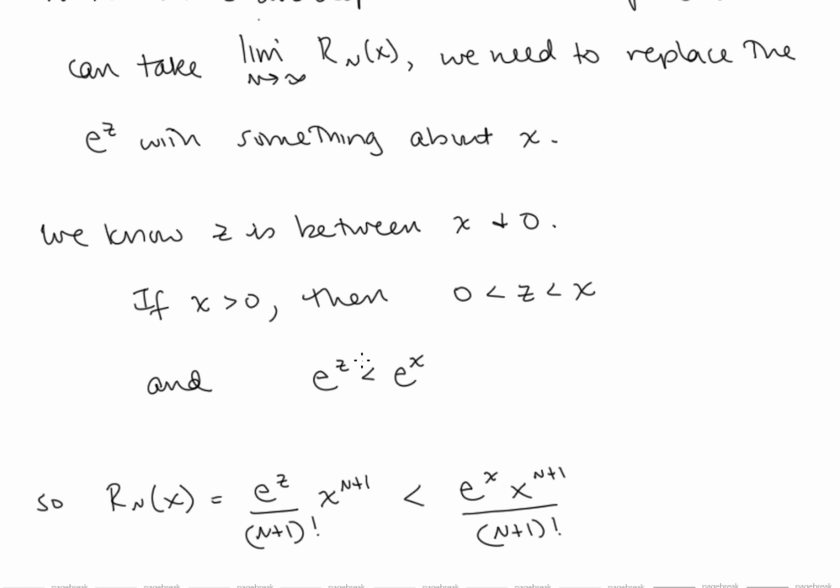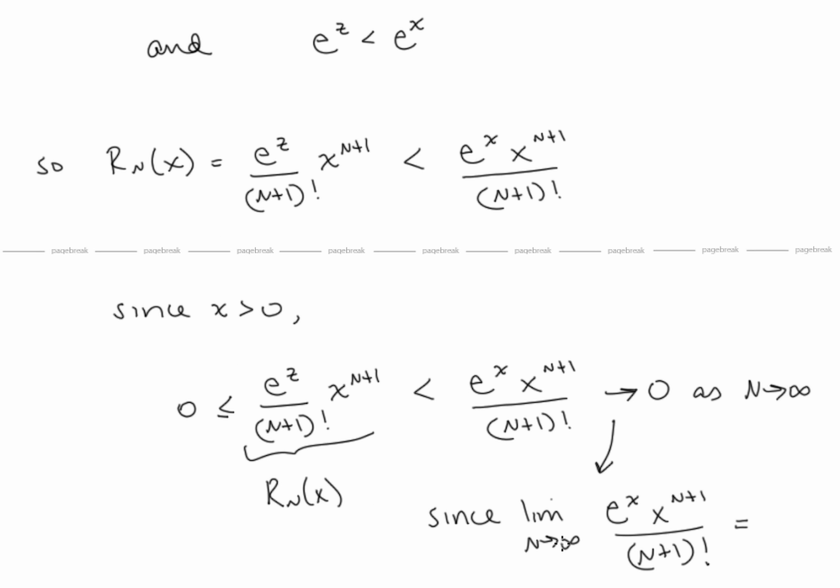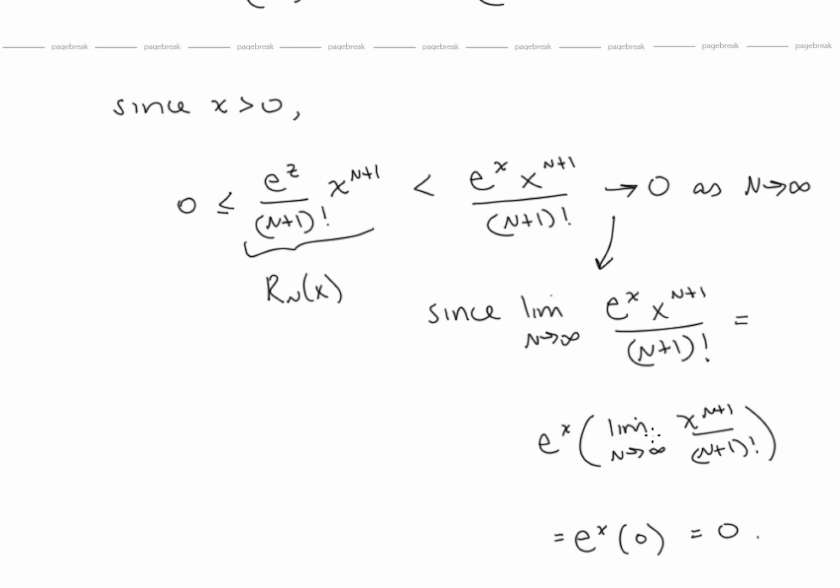We have that e to the z is less than e to the x. So our remainder term, we can say, is less than e to the x, x to the n plus 1 over n plus 1 factorial. And then since x is positive, we know that our remainder term is greater than or equal to 0. And we also know that e to the x, x to the n plus 1 over n plus 1 factorial is going to go to 0 as n goes to infinity. And that uses the limit we talked about above.